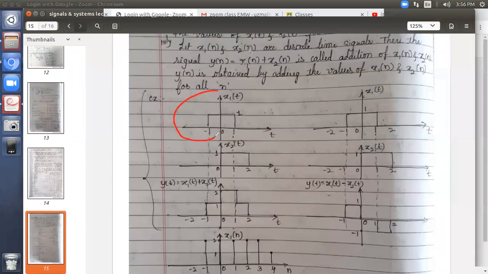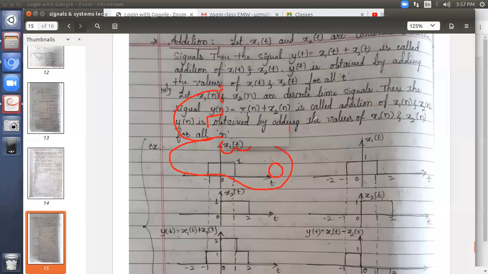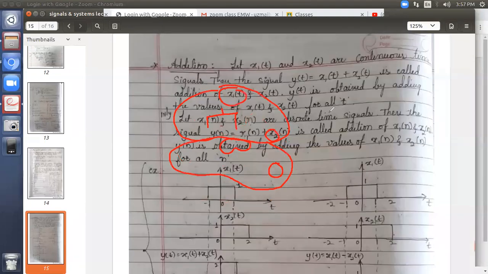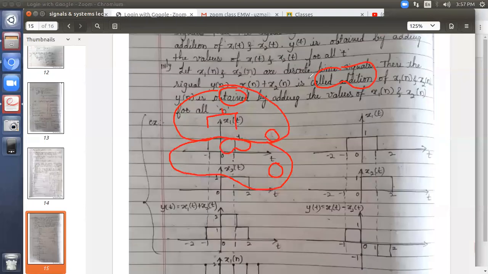This is x of n given with the range -1 to +1. Amplitude is 1. Horizontal line represents the time. Vertical axis represents the first signal x1 of t. Similarly, this is the second signal. Horizontal represents the time. Vertical represents the signal x2 of t. So if x1 and x2 are given to you, both signals should be added. How to add? Let's see.